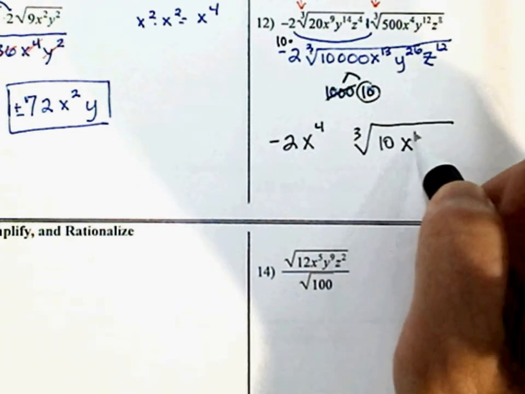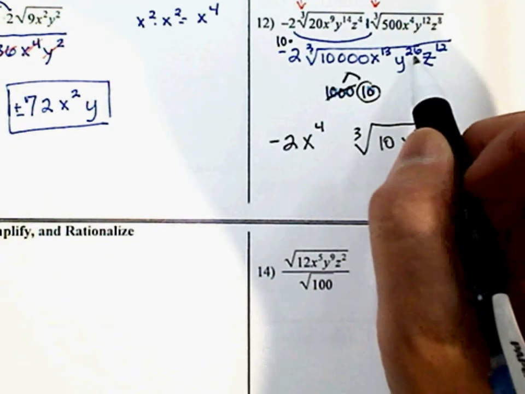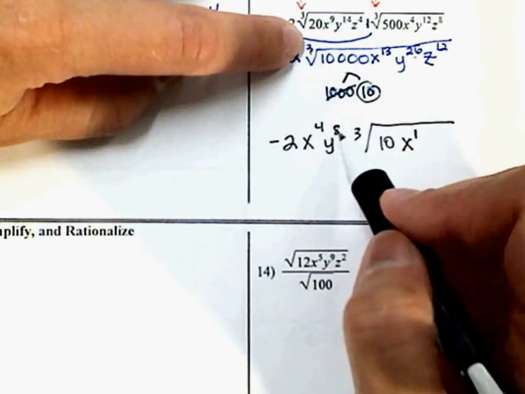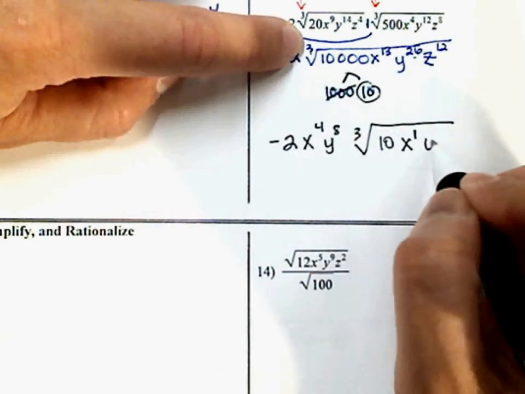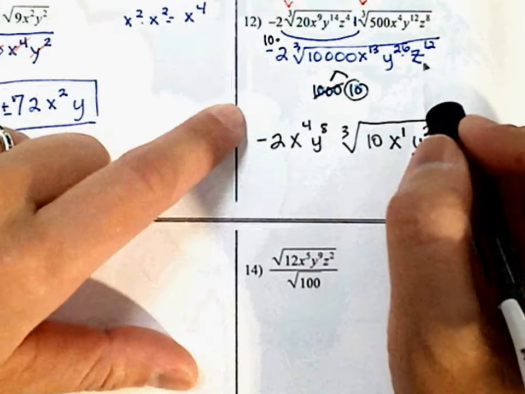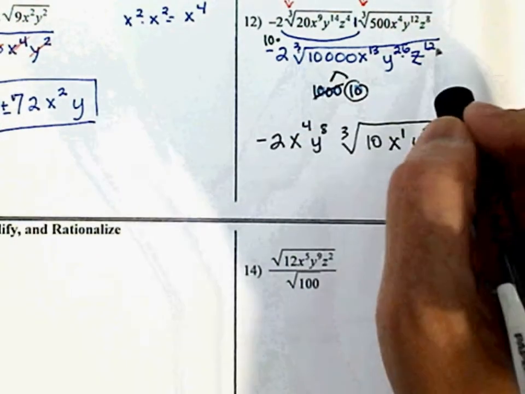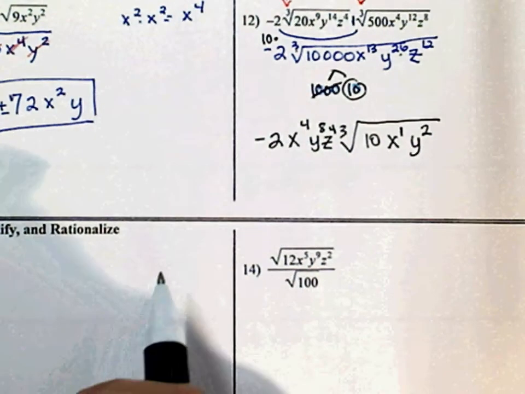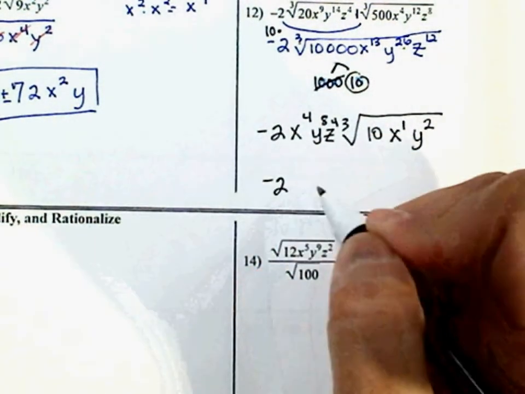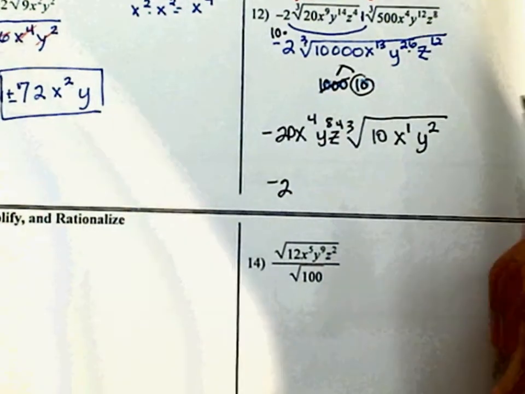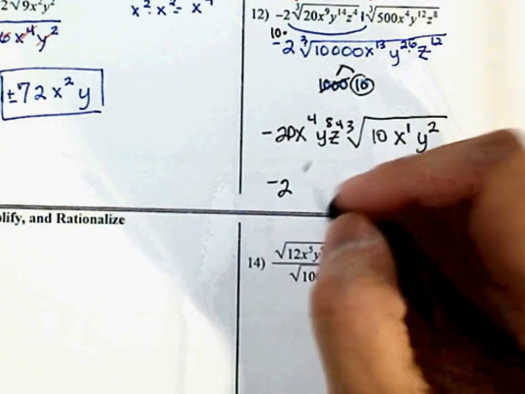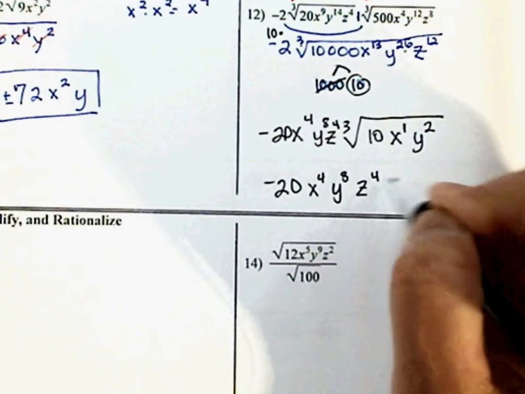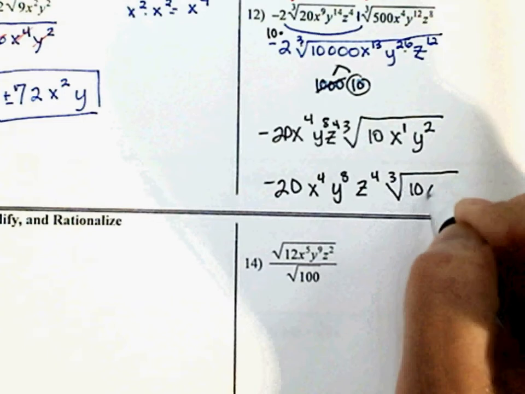Your y, 26 divided by 3 is 8. 3 times 8 is 24. Subtract that from 26. That leaves you 2. Your z, 12 divided by 3 is 4. And there's your answer. All right. I'm going to write it a little pretty. That should be 20. So it'll be 20, hang on just a moment, x to the 4th, y to the 8th, z to the 4th, cube root of 10xy squared.